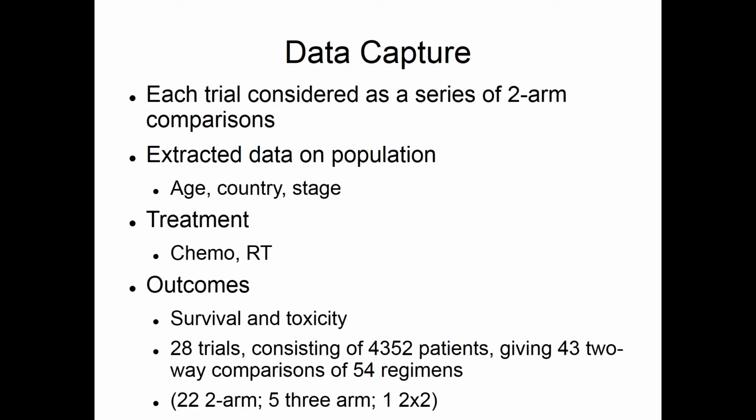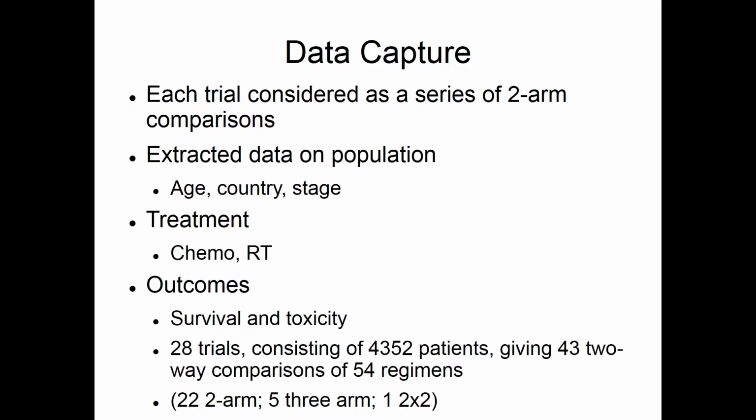And what we did is we considered each trial as a series of 2-arm comparisons. Now, if you have a 2-arm trial, that's nice and easy. If you have a 3-arm trial, it means we compare arm A versus arm B, arm A versus arm C, and arm B versus arm C. So you actually end up with 3 pairwise comparisons.